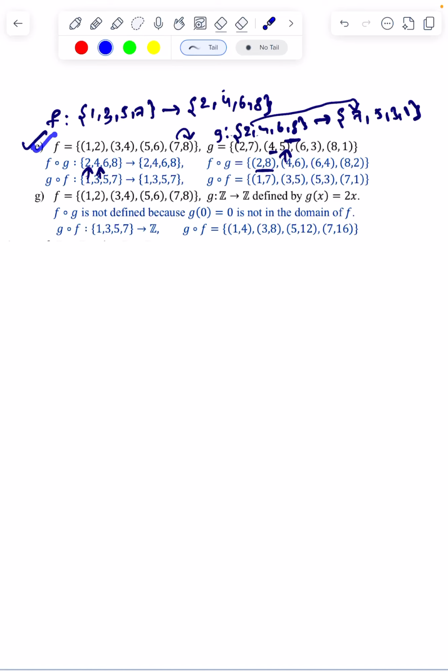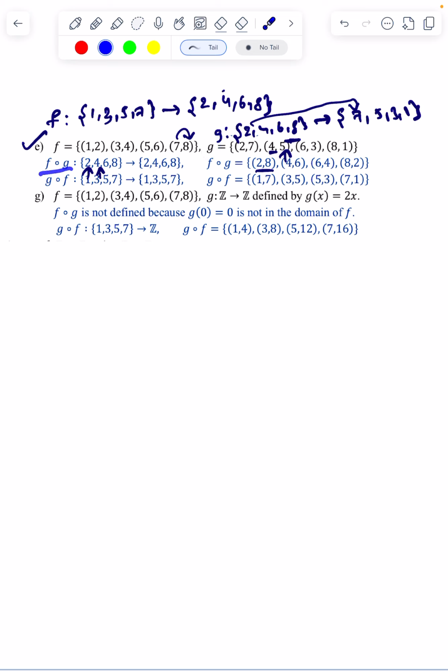In this problem, the functions f and g are given in terms of ordered pairs. We know that in ordered pairs, the first elements belong to the domain of the function, and the second elements belong to the codomain of the given function. Similarly, in the g function also, the first elements in the ordered pairs belong to the domain of g, and the second elements belong to the codomain of g.